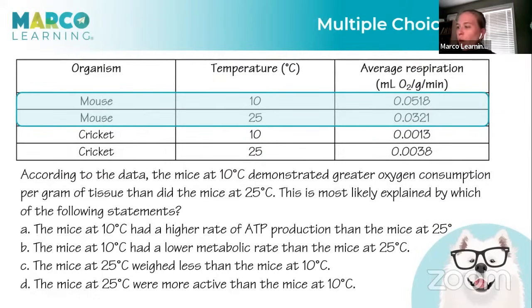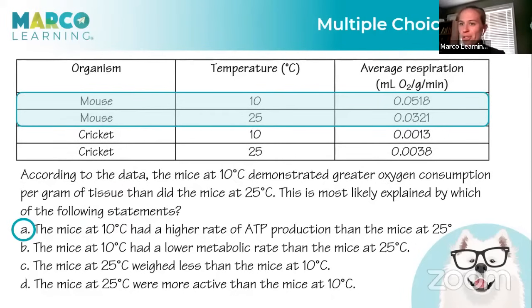B: the mice at 10 degrees had a lower metabolic rate than the mice at 25 degrees. Well, if it was lower metabolism, I wouldn't be having more oxygen consumed. So B's out. C: the mice at 25 degrees Celsius weighed less than the mice at 10 degrees. That doesn't matter because it says we're looking at per gram of tissue. I've already standardized it, so it doesn't really matter how much the mice weigh. D: the mice at 25 degrees were more active than the mice at 10 degrees. Well, if they were more active, they would go through respiration more frequently, and we would see a higher rate of oxygen consumption by those warmer mice. So the only logical answer is A.